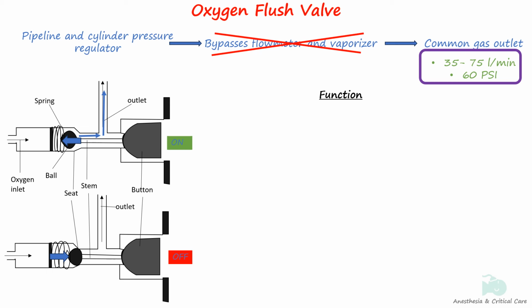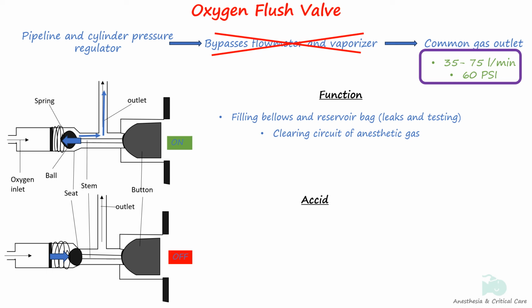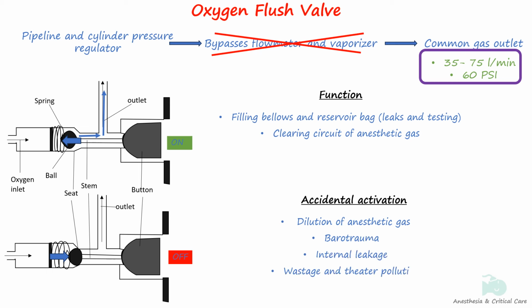The O2 flush is commonly used to recharge the bellows in the case of a leak in the patient circuit or to rapidly purge the patient circuit of anesthetic gases in the event of an overdose of the anesthetic agent. However, there are hazards associated with the use of oxygen flush, such as accidental activation, which can cause dilution of anesthetics. The flush button can get stuck in the on position, causing barotrauma to the patient and internal leakage. These can lead to anesthesia awareness and wastage and pollution of the operating theater.